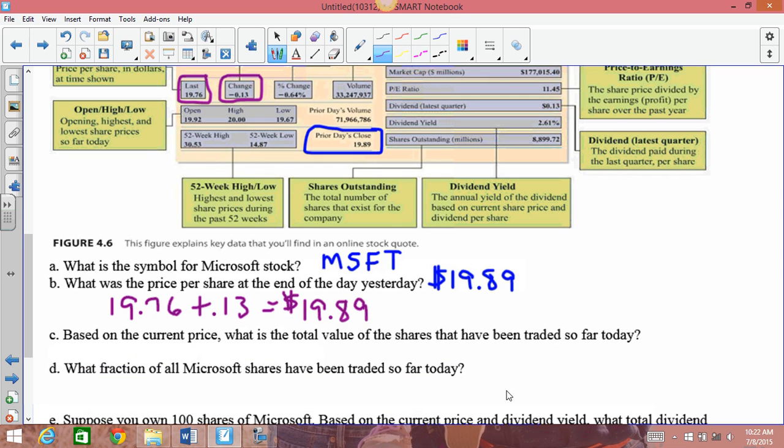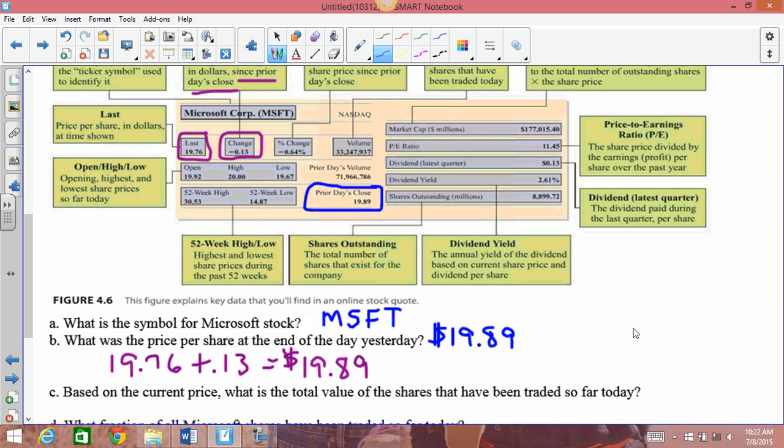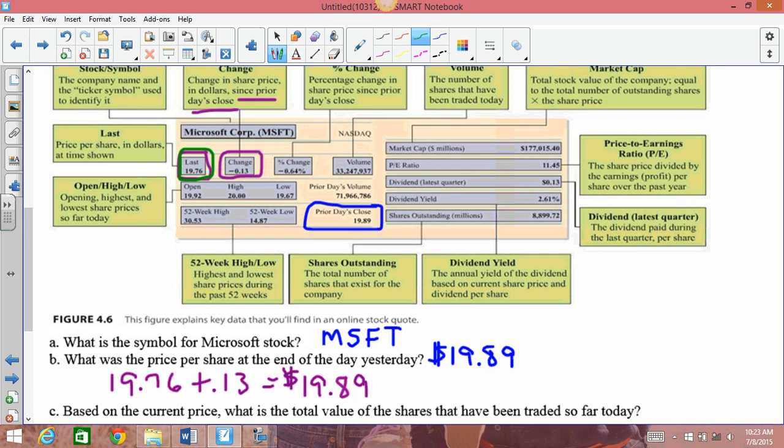All right, so let's scoot on down. Part C says, based on the current price, what is the total value of the shares that have been traded so far today? So current price, that is this last price here. That's going to be your current price. And the total value of the shares that have been traded so far today. So we need to figure out what vocabulary term represents the amount that's been traded so far today. And if you look at it, volume. Volume represents the number of shares that have been traded today.